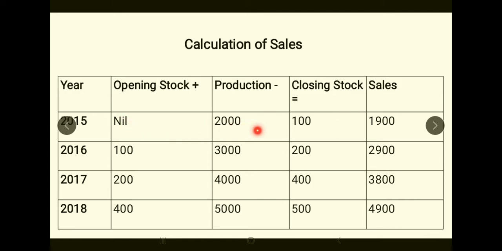So 0 plus 2000 minus 100, 1900. 100 plus 3000, 3100 minus 200, 2900. 200 plus 4000, 4200 minus 400, 3800. And 400 plus 5000, 5400 minus 500, 4900.